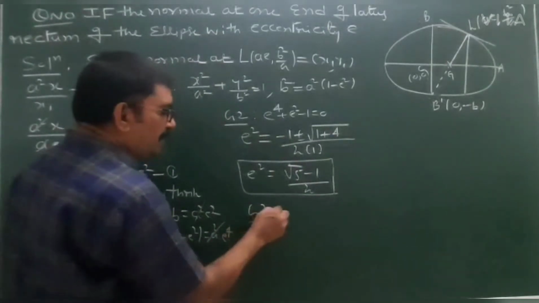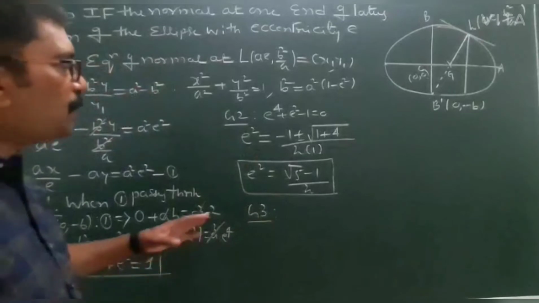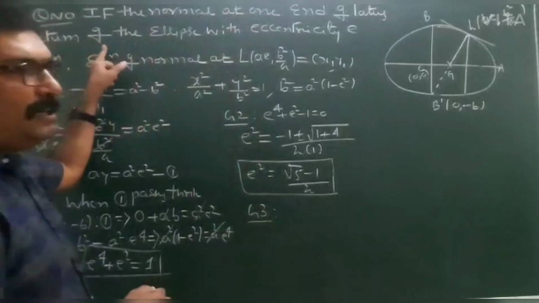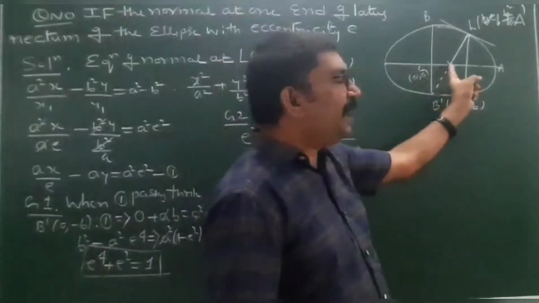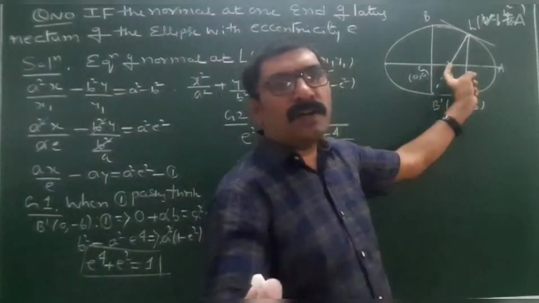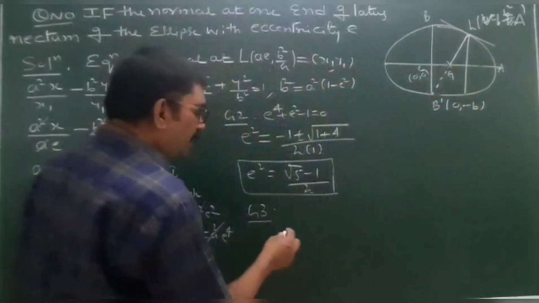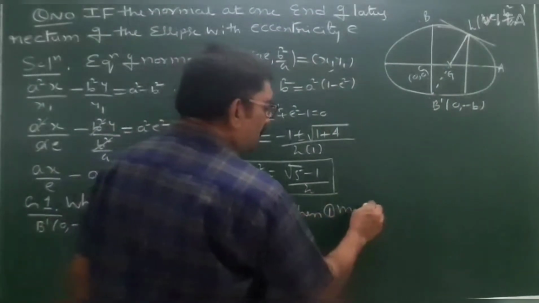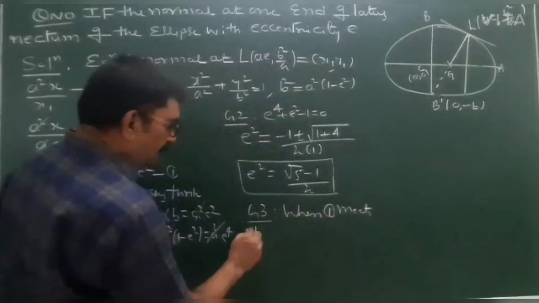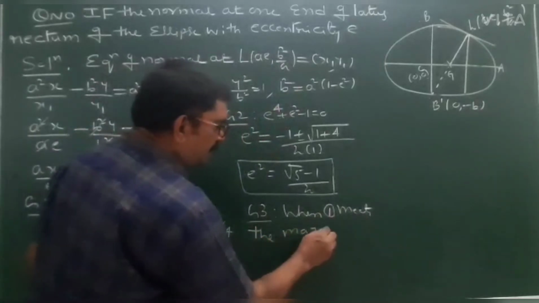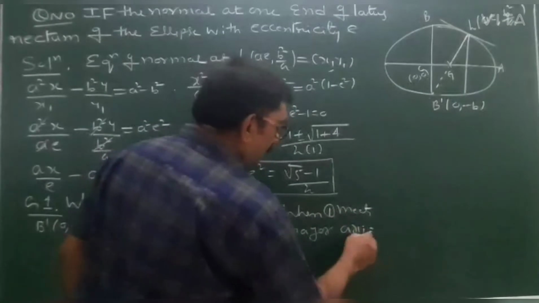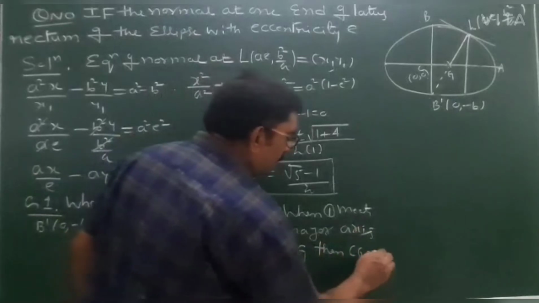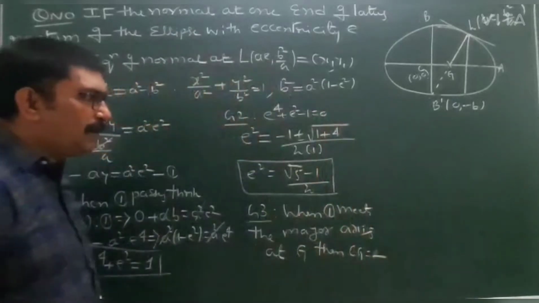Coming to case 3, it's another question. So what's the question? If the normal drawn at one end of the latus rectum of the ellipse meets the major axis at G, then what's the condition? Now I will write, when it meets the major axis at G, then the question is CG is equal to what? We have to find out.